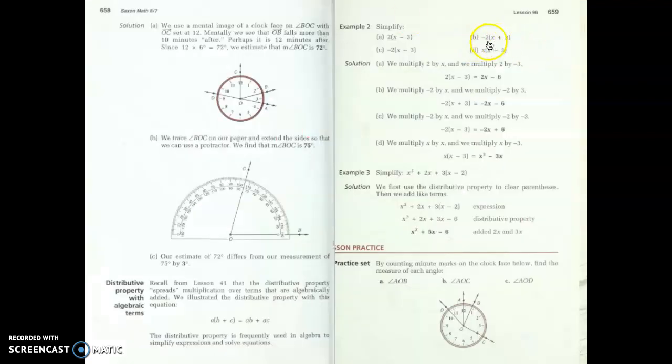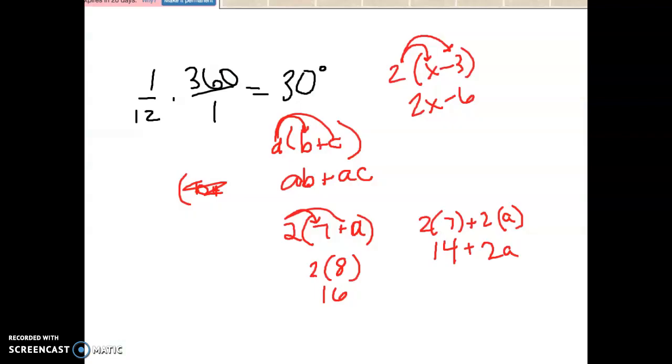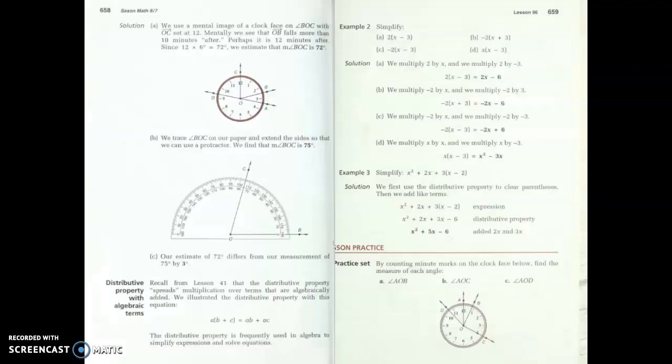Let's do B, negative 2 times the sum of x and 3. Negative 2 times the sum of x and 3. So we're going to do negative 2 times x, which is negative 2x, and negative 2 times 3, which is negative 6. Now there's no more simplifying that we can do, so there's our solution. All right.